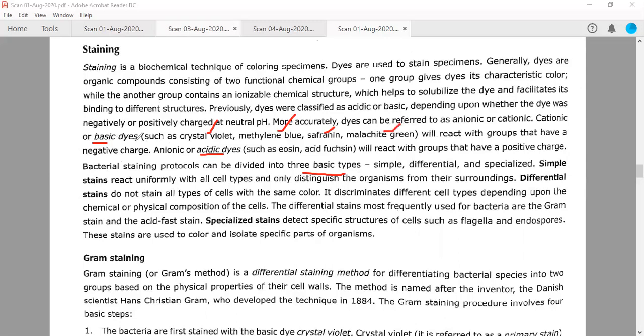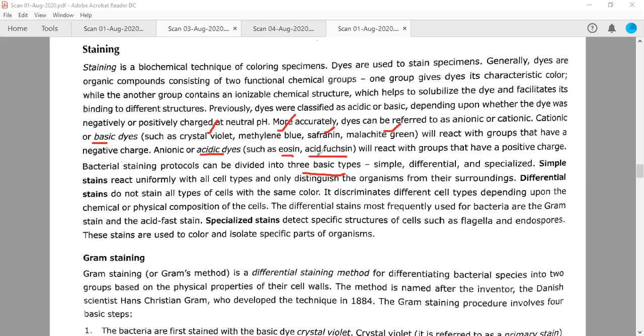So the question was whether crystal violet is an acidic dye, basic dye, neutral dye, or none of the above or all the above kind of question. If you have studied that crystal violet is a basic dye, you need to remember this in this format only. Not only crystal violet, methylene blue, safranin and malachite green are all basic dyes, whereas acidic dyes are eosin and acid fuchsin.